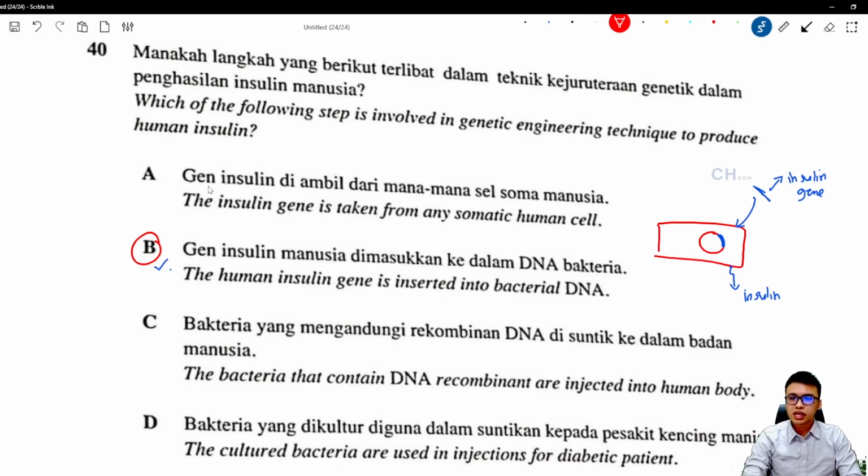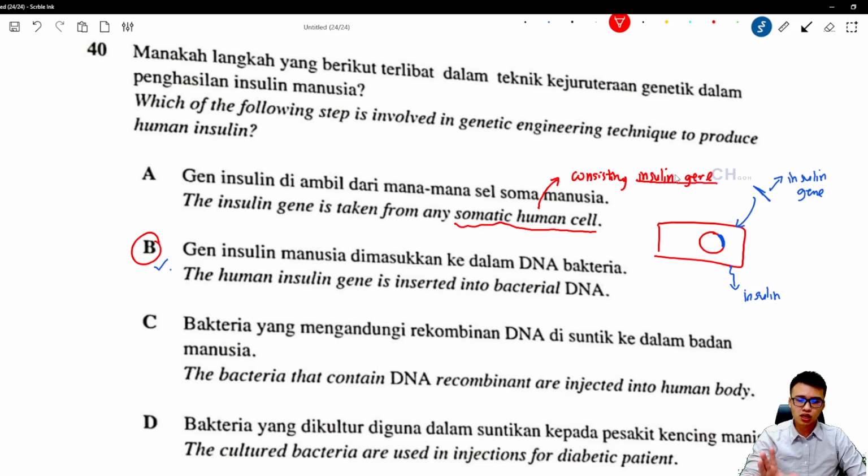Now we look at option A, guys. This is something very tricky. The insulin gene is taken from any somatic human cell. Just for extra knowledge, somatic human cells actually all consist of the insulin gene, because DNA can be found in all the cells. So supposedly, any somatic human cell should consist of the insulin gene.